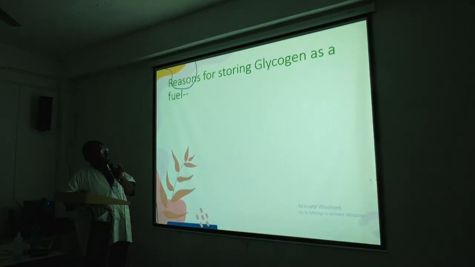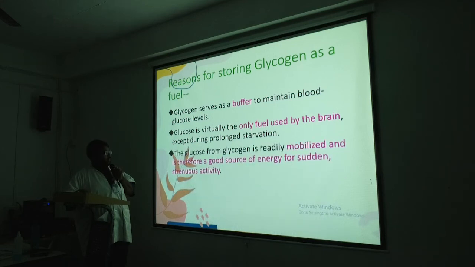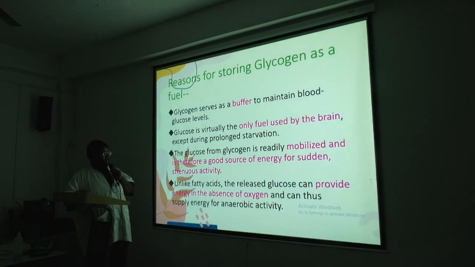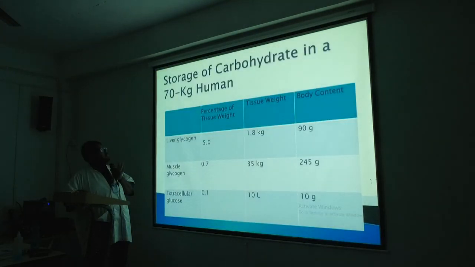Factors for storing glycogen as a fuel. Glycogen serves as a buffer for maintaining blood glucose level. Glucose is virtually the only fuel used by the brain except during prolonged starvation. Glucose is formed by glycogenolysis during metabolism and therefore stored as food for energy in sudden serious activities. Unlike fatty acids, the release of glucose can provide energy in the absence of oxygen and can thus supply energy in the absence of aerobic activities. It is an example of carbohydrate storage in a 40 kg human being.